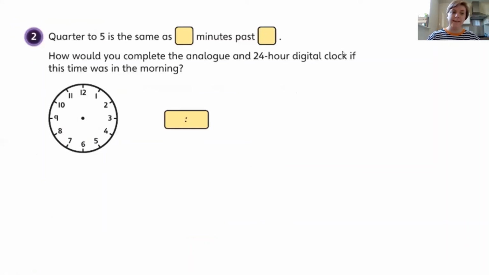Okay? Think together too. Now, 4:45 is the same as blank minutes past blank. So how would you complete the analog and the 24-hour digital clock if this time was in the morning? So if it was 4:45 in the morning, how would this analog clock look and how would this 24-hour digital clock look? Okay, have a go.